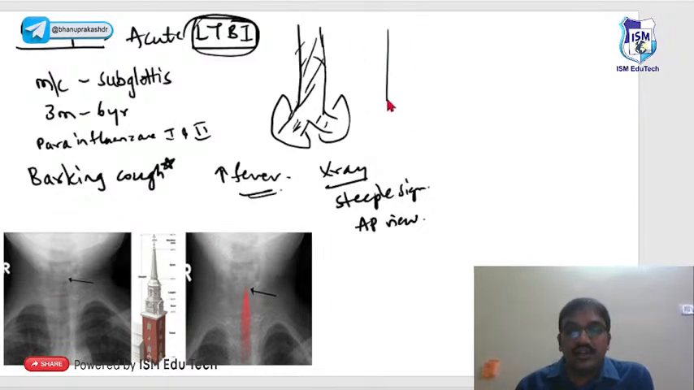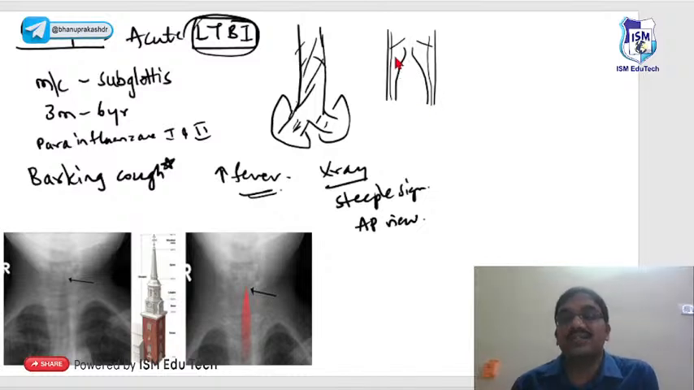This is your airway, right? The mucosal lining normally will be lying like this. Most commonly here, the vocal cords are there. The subglottis part is most commonly involved. The other parts are much less commonly and less severely involved. So the edema will be more in the subglottic area, and the subglottic narrowing will be more when compared to the lower.